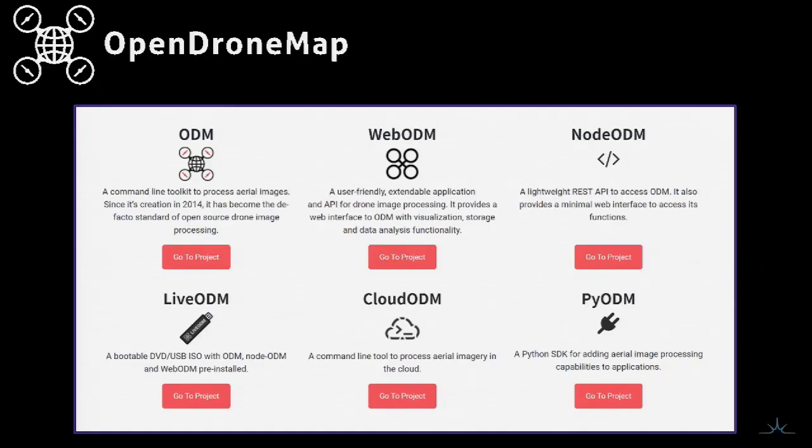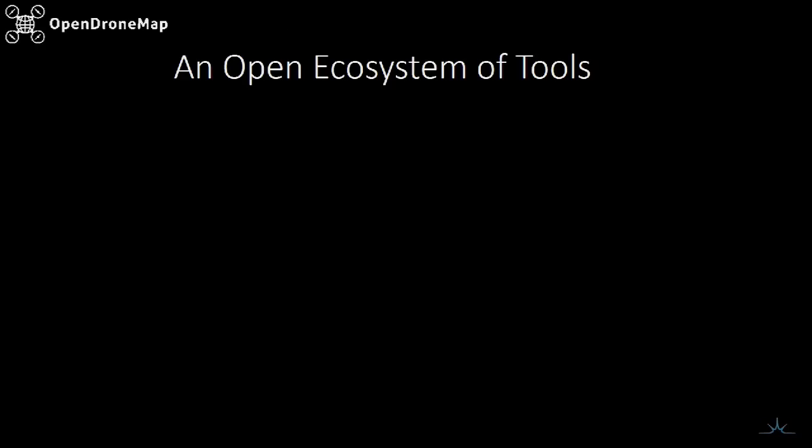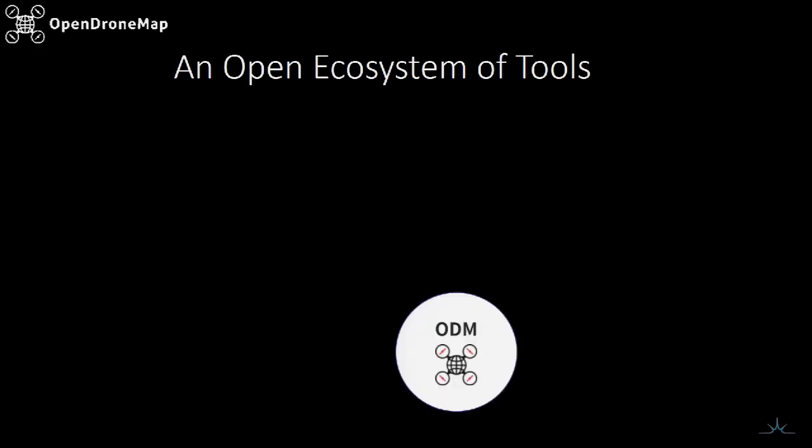If you go to OpenDroneMap.org, you get these options. You can use the command line version, ODM. You can use WebODM. You can use NodeODM. You can use LiveODM. You can use CloudODM. You can use PyODM. I did a presentation a few weeks back, and I was like, okay, let's help navigate this. All right, let's take a screenshot of the main web page. Oh dear. Which do you use when? So I came up with this little diagram. ODM is the core. This is sort of what does the processing.